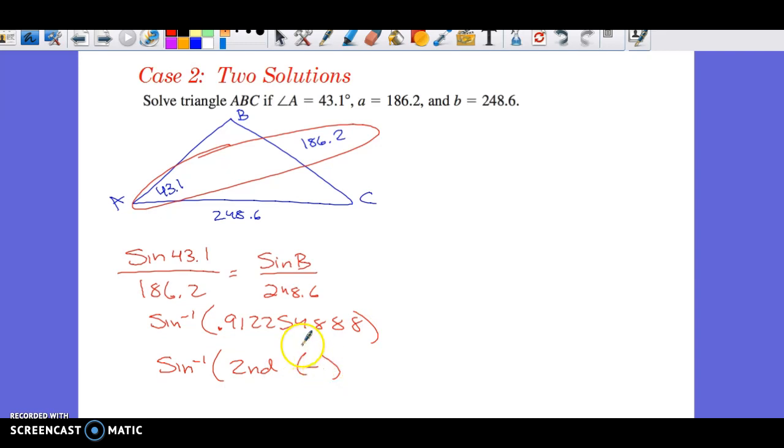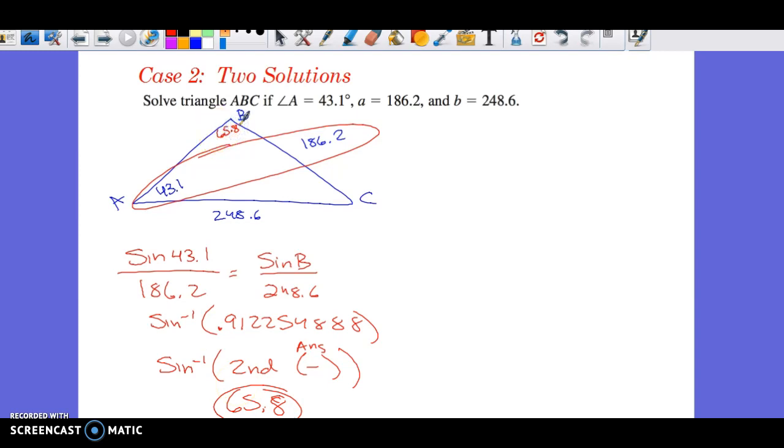answer. That's a little negative button. You see that at the bottom of your calculator? It will actually copy and paste that for you. So that's what I'm going to do. Second sine, second answer. And I get 65.8 degrees approximately. So I'm going to put that right up here.